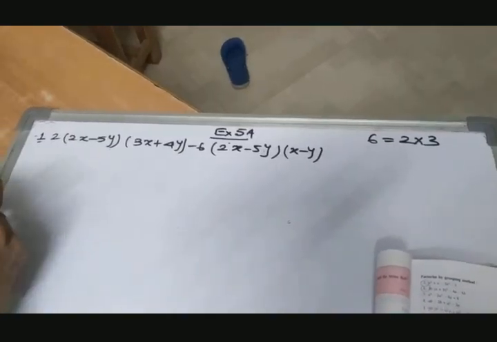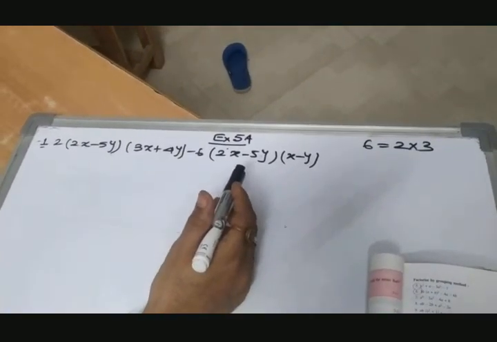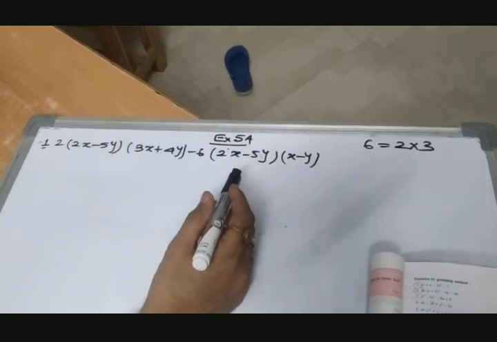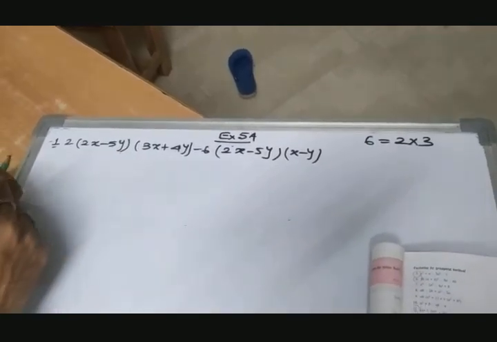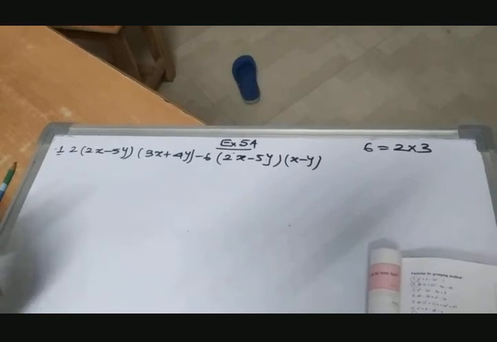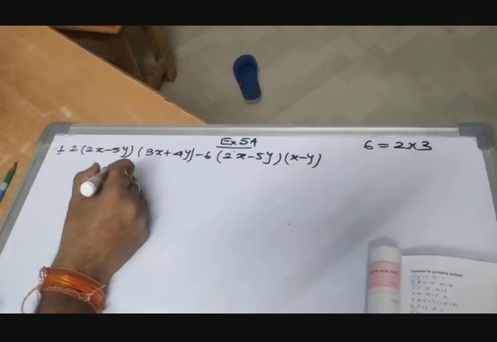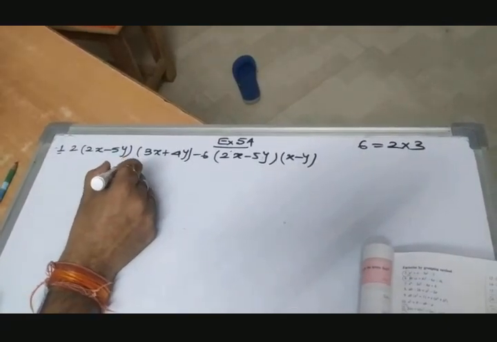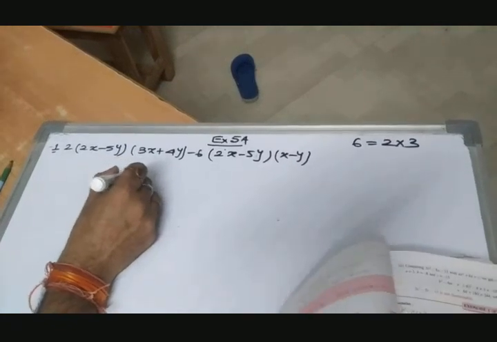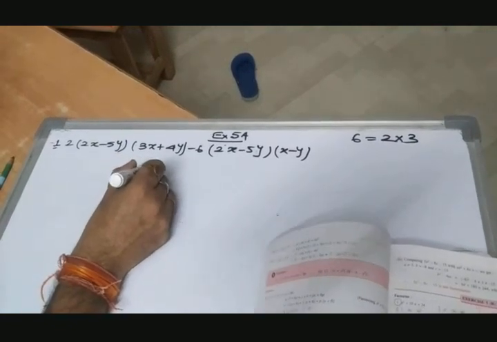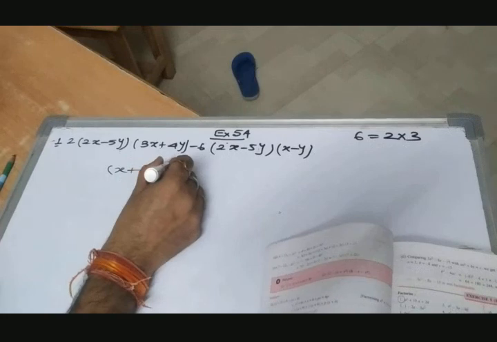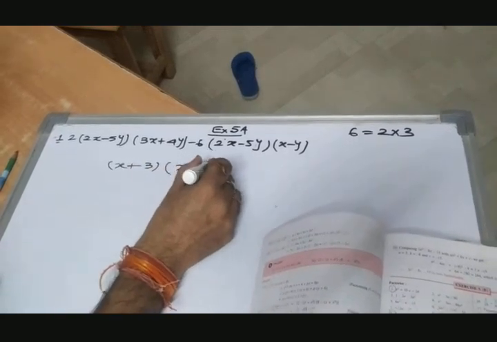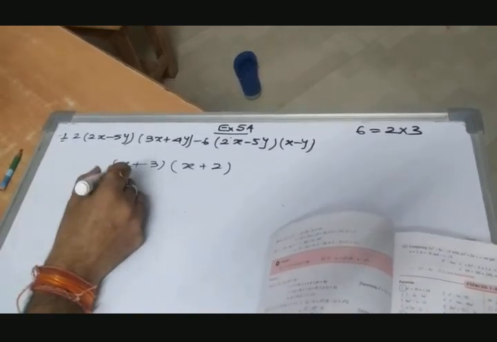Hello all of you. Now we will discuss chapter number 5, factorization. The factorization chapter is just the opposite of the last chapter, expansion. In expansion we have discussed the product. Suppose that we have to find the product of x plus 3 and x plus 2.